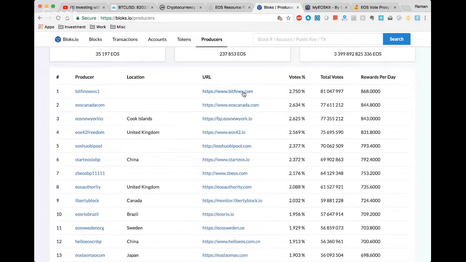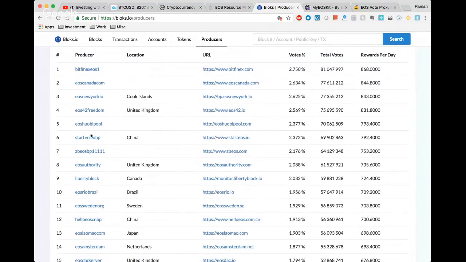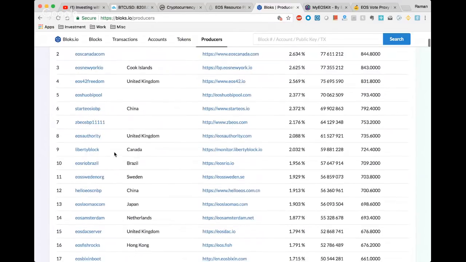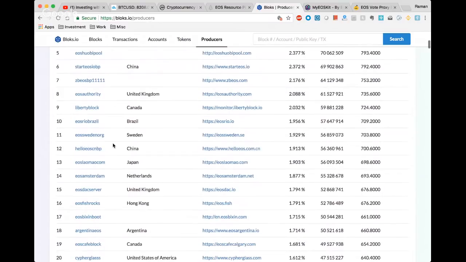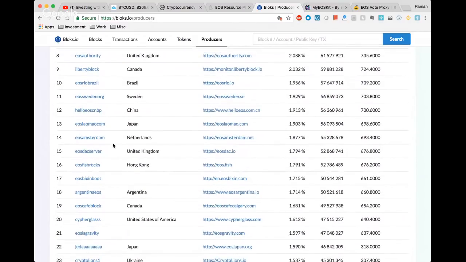Bitfinex is again on the top, and all these block producers, I think, which are very strong, are continuously getting good votes. Huobi and ZB, these are exchanges in addition to Bitfinex. Not as good as Bitfinex, but I think these are again going in the top 7 now. We don't have any surprises. This is the same set of people.